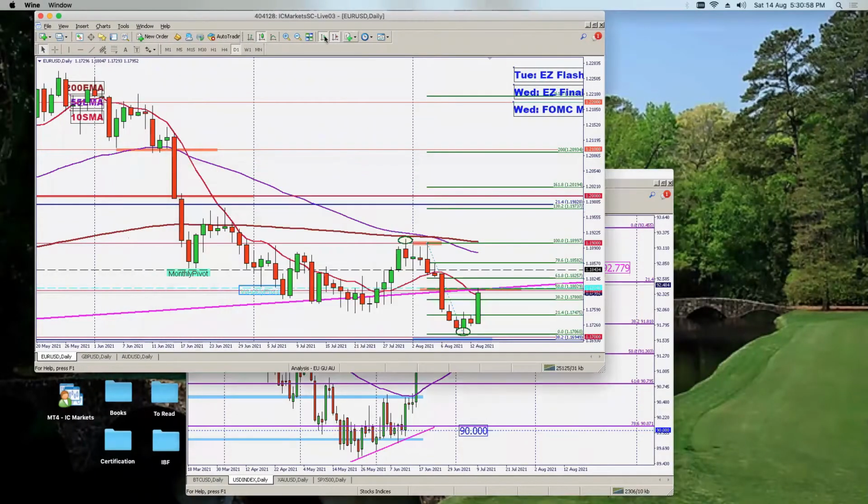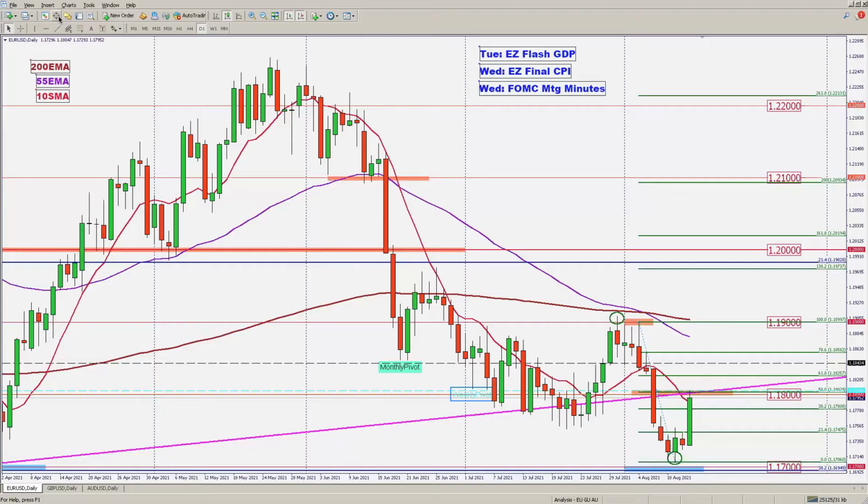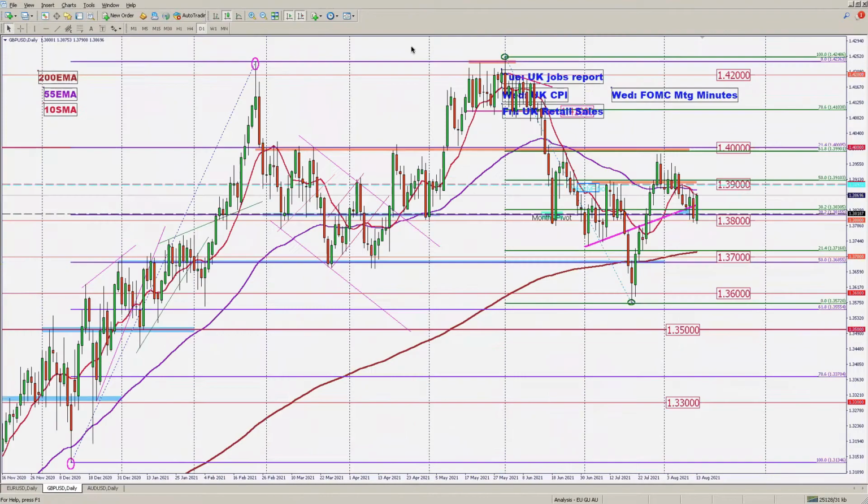So likewise on the euro. Could also be consolidation here. It could try to spike, but then likelihood is consolidation for next week. Okay, let's move on to cable.